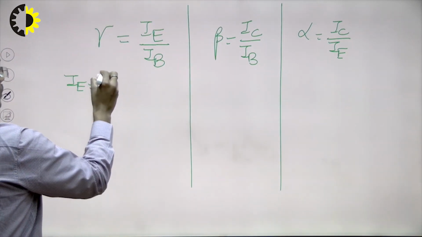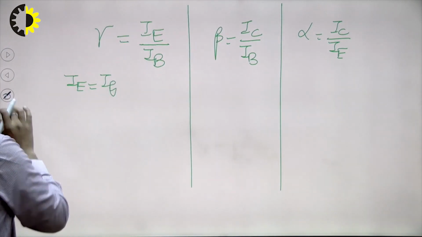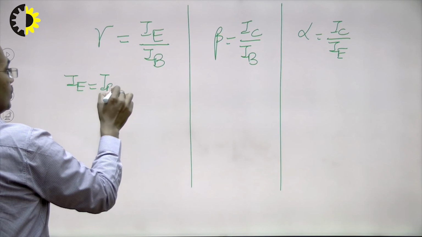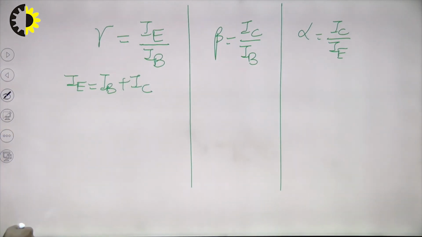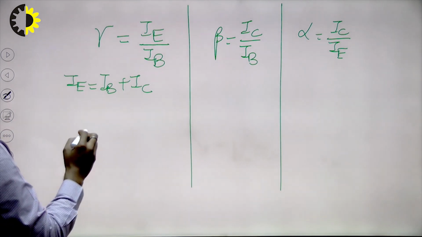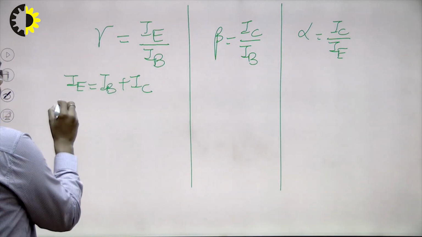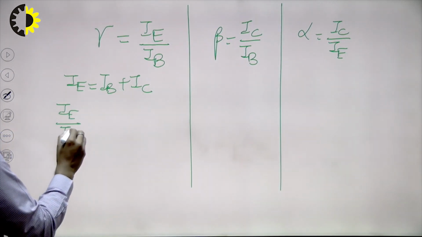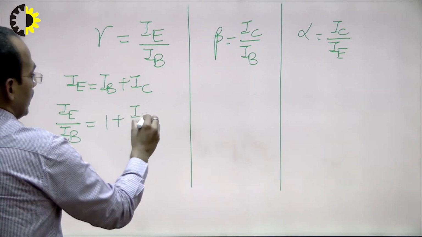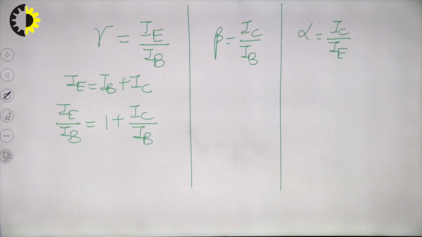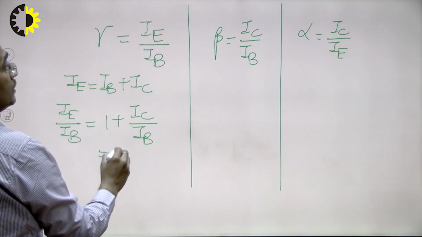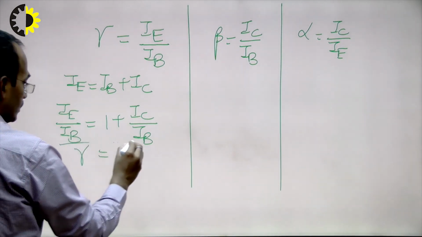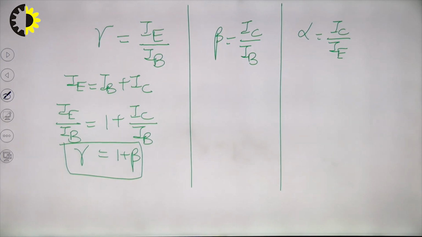So how will you draw the relation between gamma and beta, and gamma and alpha? IE is equal to IB plus IC. I will divide by IB on both sides of the equation. IE by IB is equal to 1 plus IC by IB. IC by IB is nothing but beta, and IE by IB is nothing but gamma. So gamma is nothing but 1 plus beta.